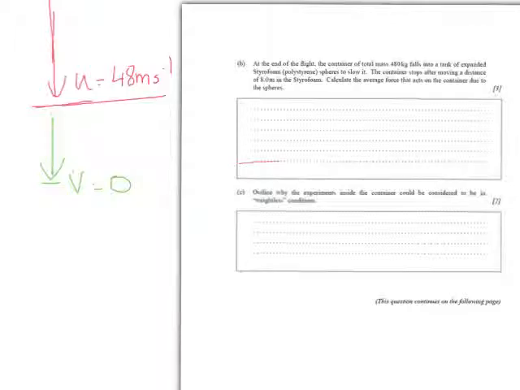So why am I telling you this? Well, it says at the end of the flight, the container of total mass 480 kilograms falls into a tank of styrofoam and slows down. The container stops after moving a distance of 8 meters. So calculate the average force that acts on the container.